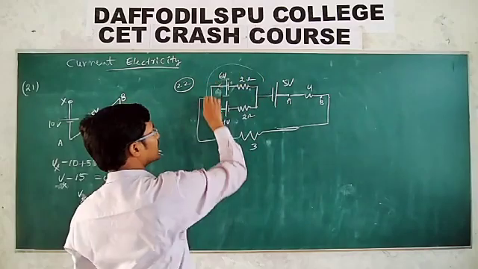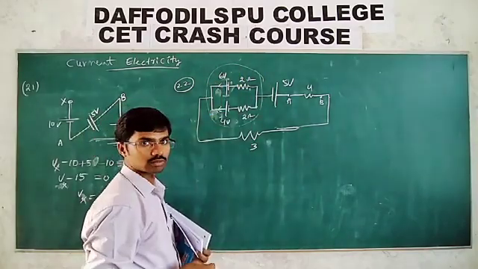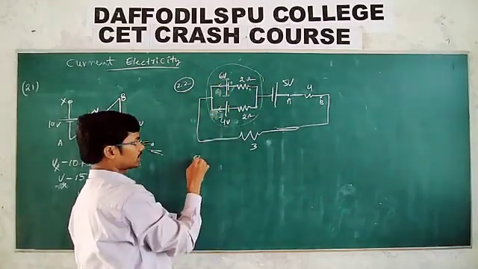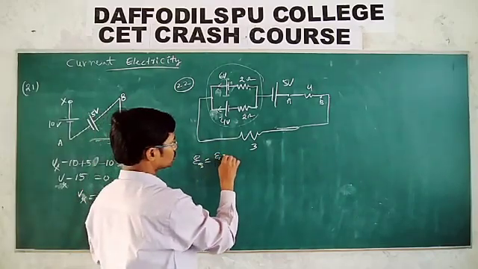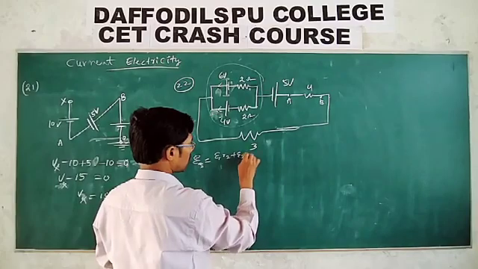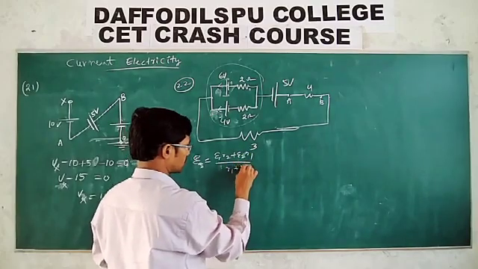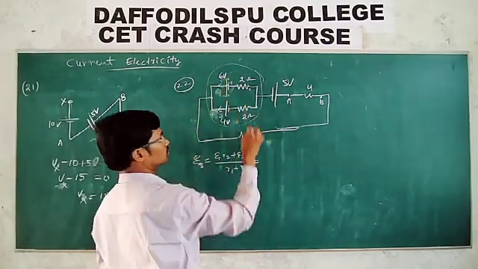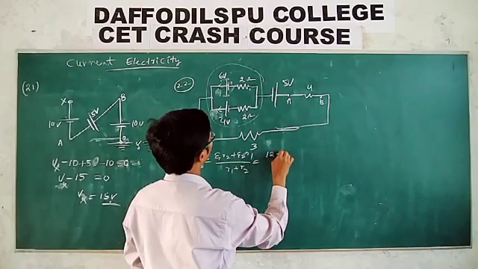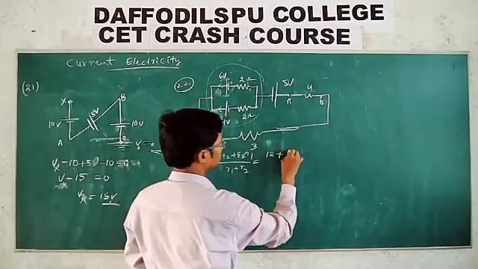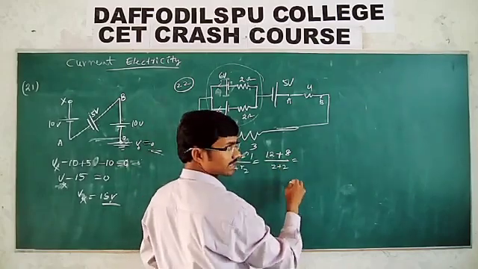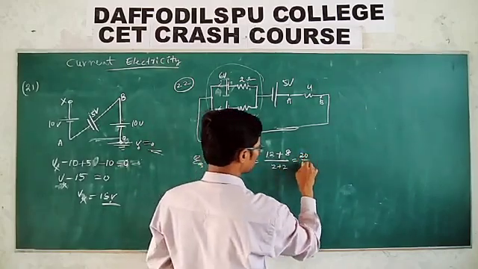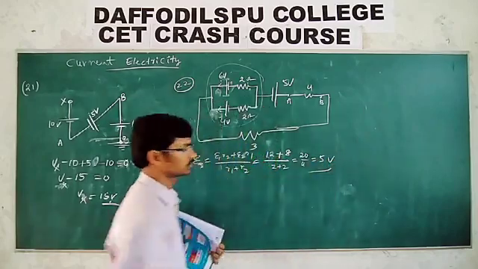what is the equivalent EMF of this network? These two are in parallel. Then equivalent EMF is equal to what again? E1 R2 plus E2 R1 by R1 plus R2. 6 into 2 is 12 plus 2 into 4 is 8, by R1 plus R2, 2 plus 2. 12 plus 8 is 20 by 4, which is 5.